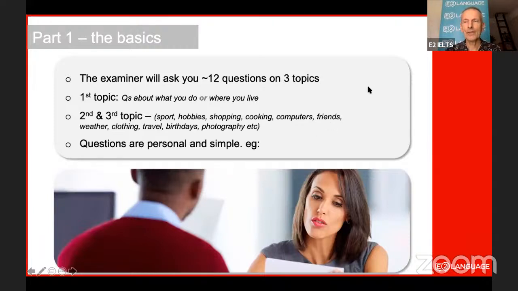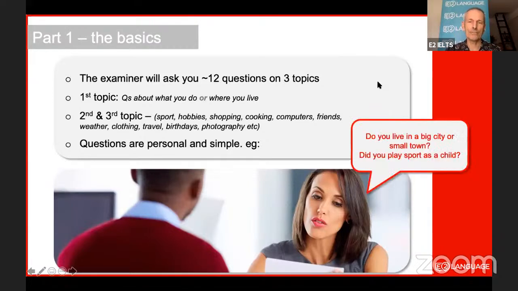They're simple and they're personal. So you can talk very personally about yourself, your mum, your dad, your boyfriend, your dog, your cat, your fish, or whatever. Kind of questions you might get. Do you live in a big city or a small town? Did you play sport as a child? Those kind of questions. So you can see they're pretty straightforward.